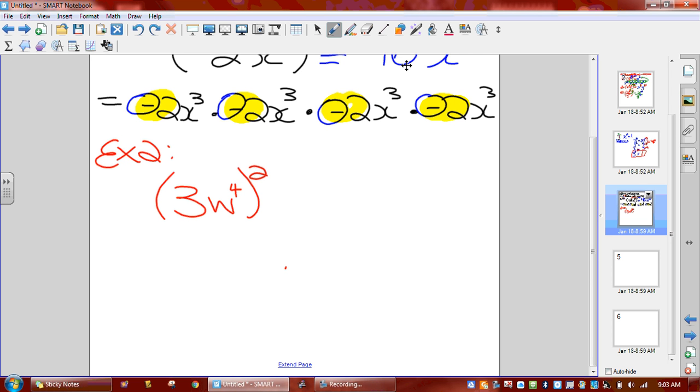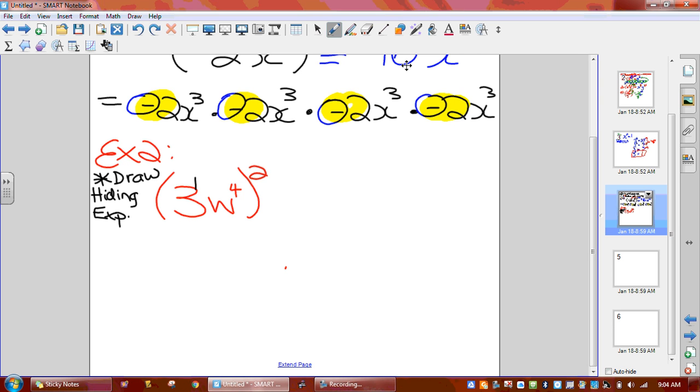3w exponent 4, all squared. So the very first thing we should do is draw in the hidden exponents. Okay, I'm going to make a little note: draw the hiding exponents. Well, I've got one hiding exponent right there. He's a 1. Okay, so that's our first step. We have to make sure we put those in so we don't forget them.